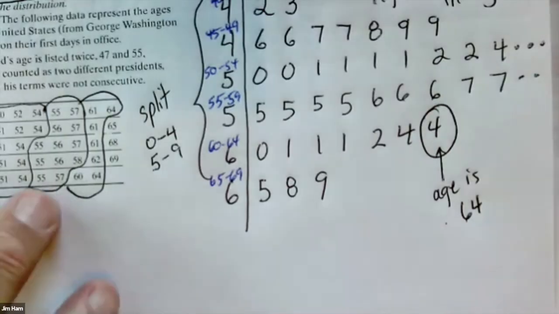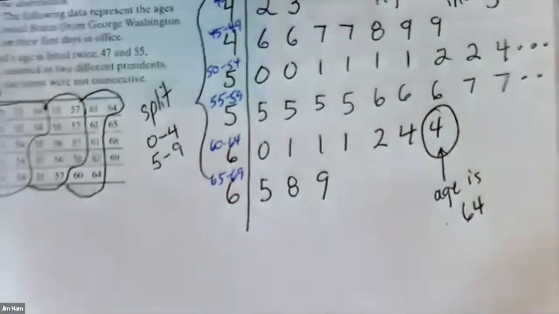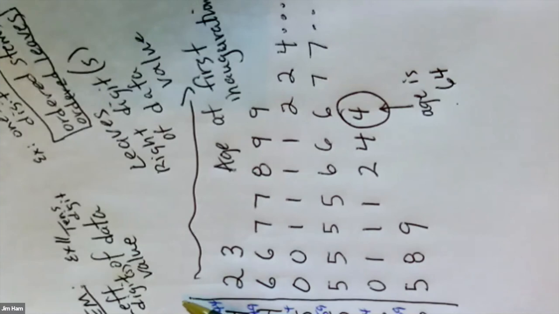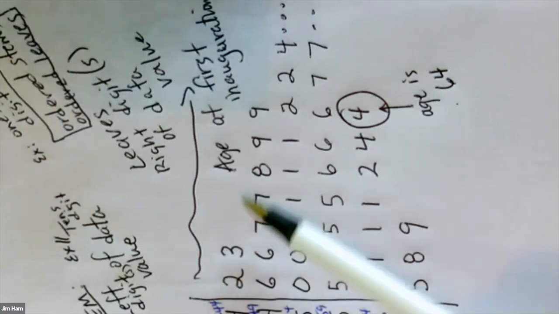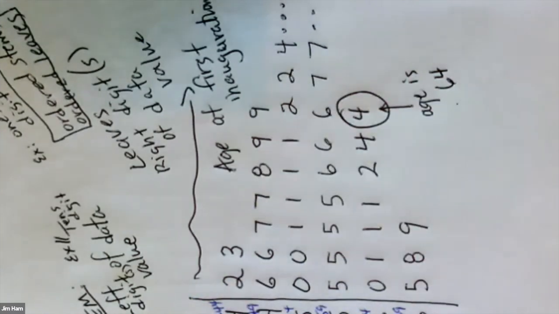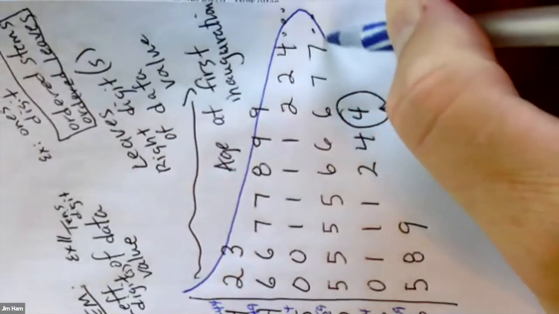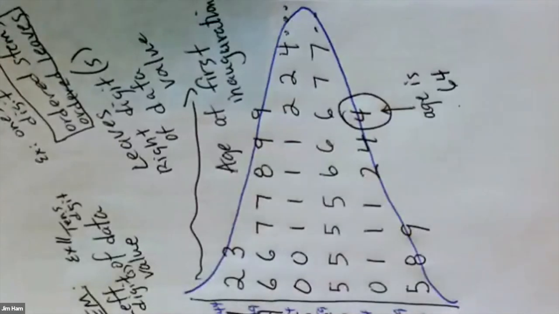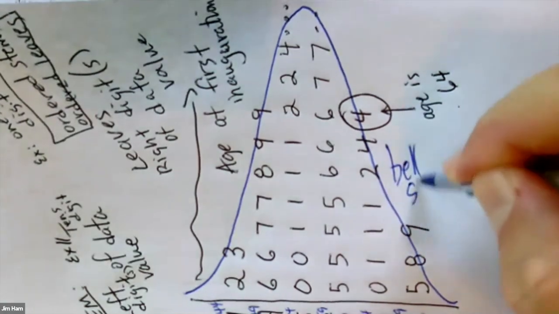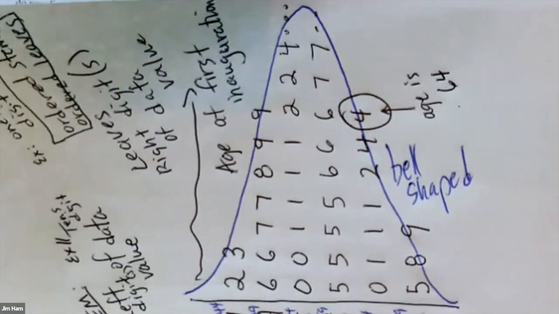Now, the last thing you can do with a stem and leaf plot is rotate it 90 degrees so that you see the entire graph. And then if you drew the shape, what would the shape of this distribution be? I'm looking at your answers in the chat. High in the middle, then it comes down like that. So it's high in the middle and it tapers off at the ends down to 0. And so this also is bell-shaped. So that's a stem and leaf plot.